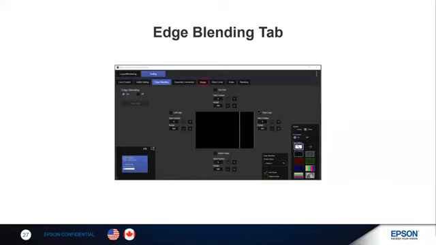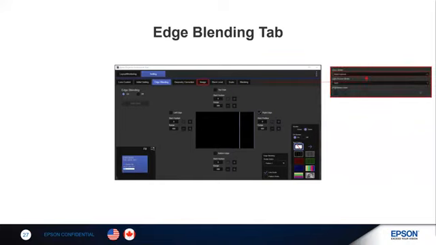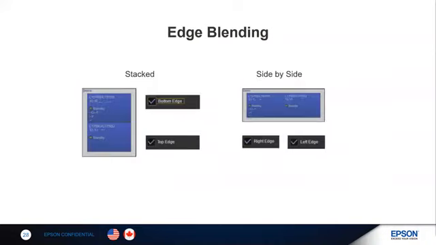So we actually have to go to the image tab, and we need to select in the color mode multi-projection, and then we go back to our edge blending. So there's quite a few different steps to get this done. We're going to turn edge blending on, and when we're blending, we have to tell the software what we're blending. So there's typically these two scenarios. One's where you're stacking one on top of the other.